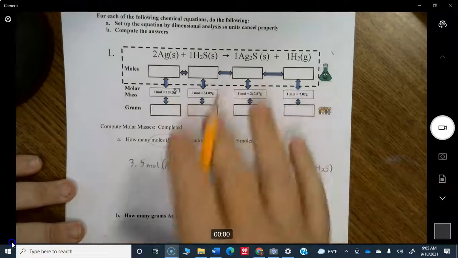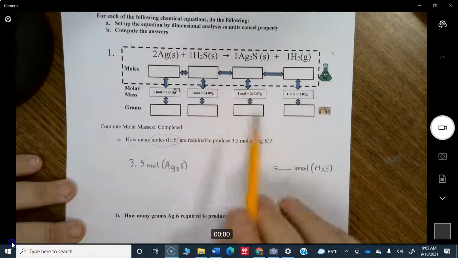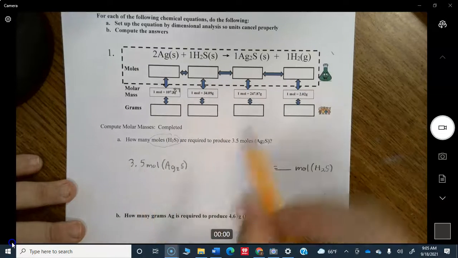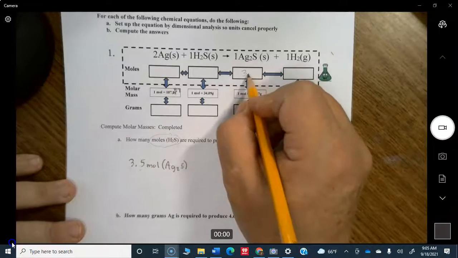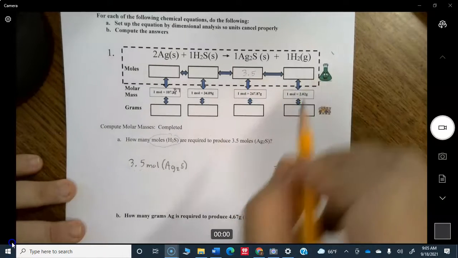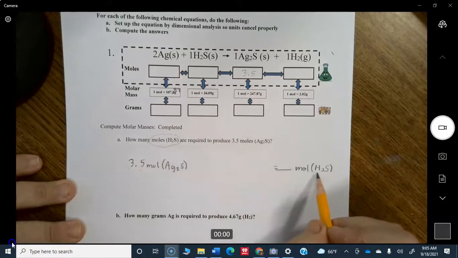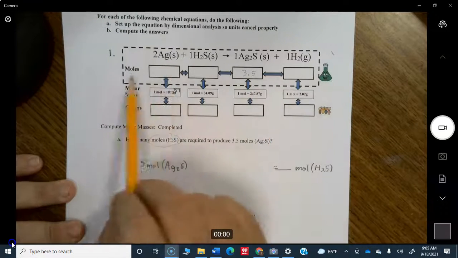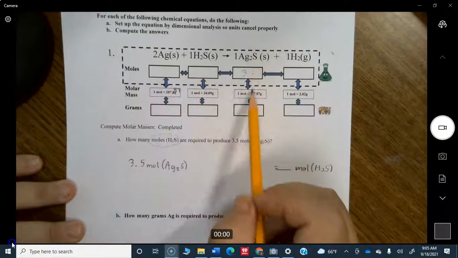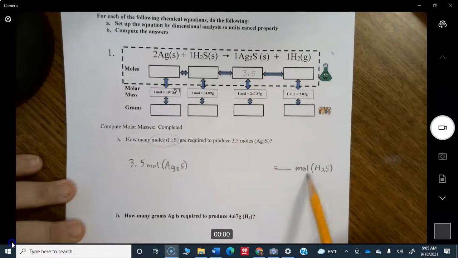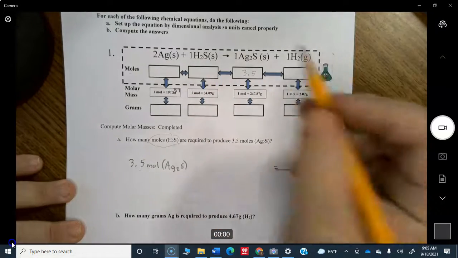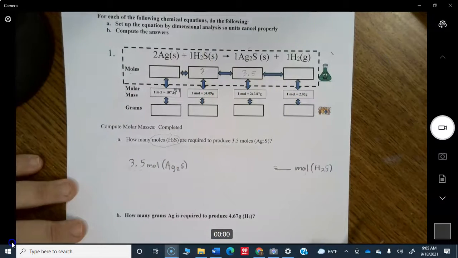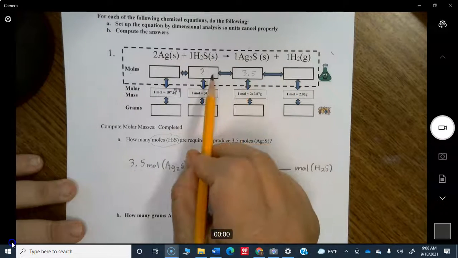Okay, so what you do in the graphic organizer, very lightly, because you're going to use this over and over again about 5 or 6 times, is Ag2S is what we know, 3.5. I'm going to write that very lightly. And what we're trying to find is moles of H2S, I should have said. So it's in the moles row, that's inside the chemical equation, in the Ag2S column. Moles of H2S. So that's here. It's in the moles row, H2S column. So what we're trying to do is get from here to here.